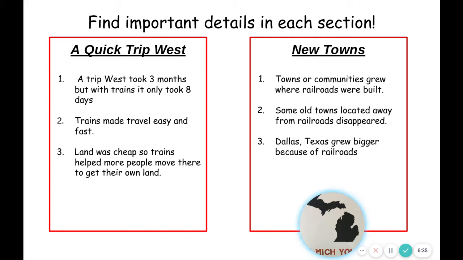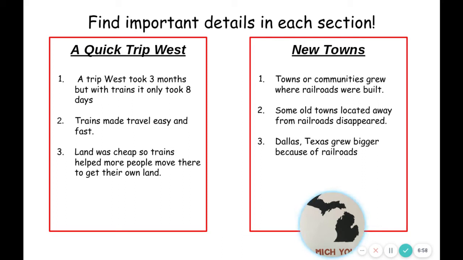All right, the second point I have is trains made travel easy and fast. And my third point was land was cheap, so trains helped more people move there to get their own land. And that was one of the things that we know the rail companies wanted to do too. They wanted to bring more people west because that meant more money for them.